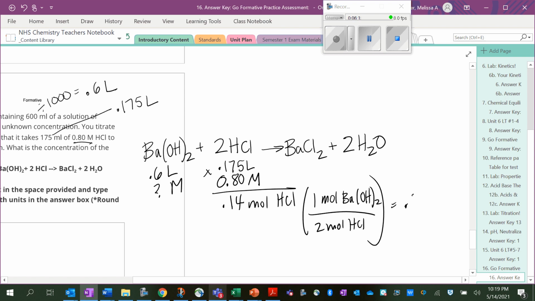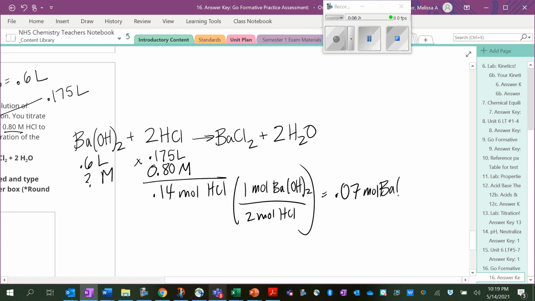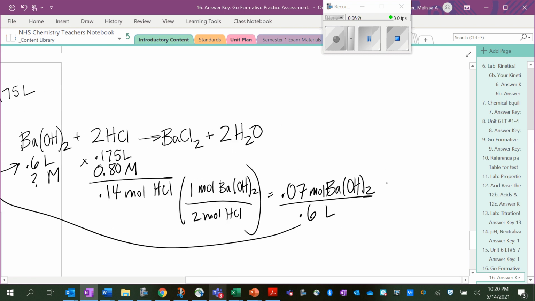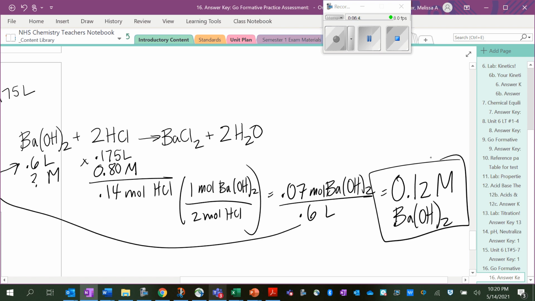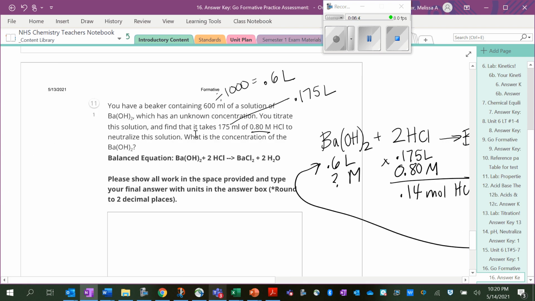So that's 0.07 moles of BaOH2. Divide by the 0.6 liters to figure out its concentration. Answer, 0.12 molar BaOH2. There you go. That is it.